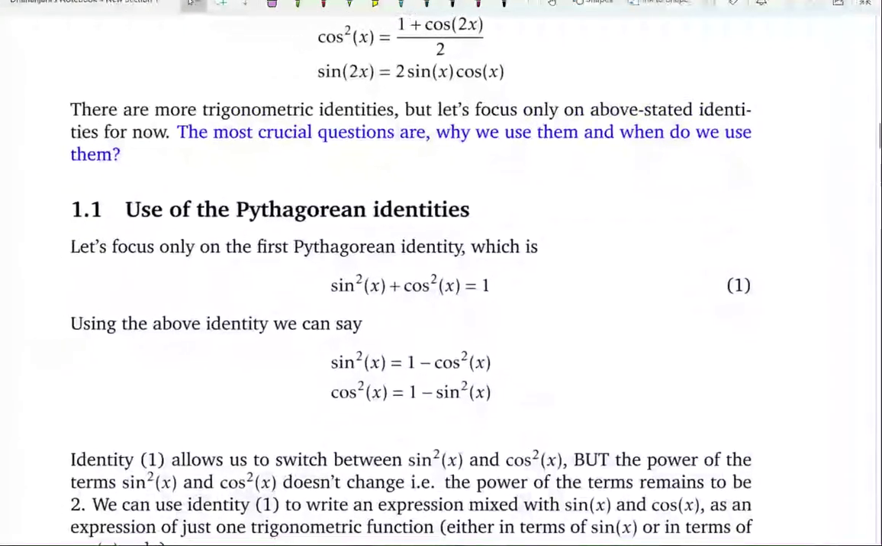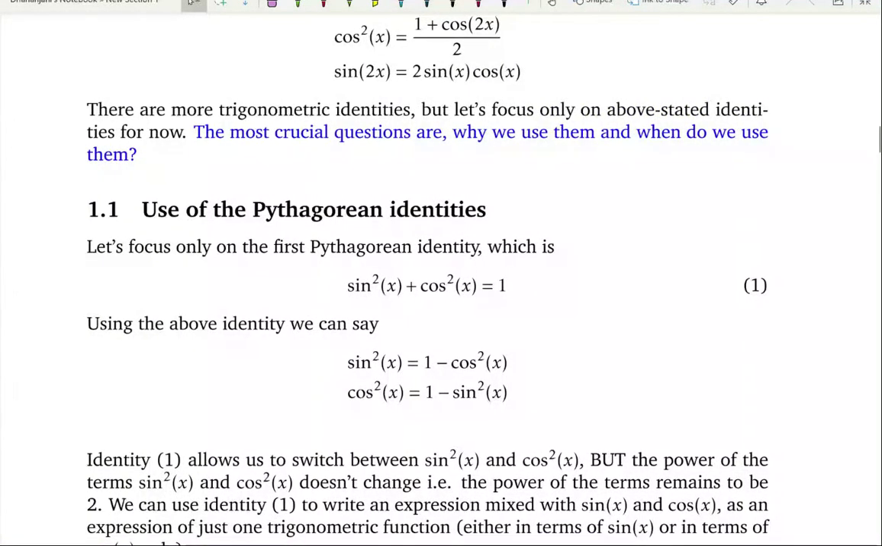The Pythagorean identity is very simple. Sine square x plus cosine square x is equal to 1, and you can take this cosine square to the right hand side and write sine square x is equal to 1 minus cosine square. Similarly, if you take sine square to the right hand side, we can write cosine square is equal to 1 minus sine square. Well, you already know this.